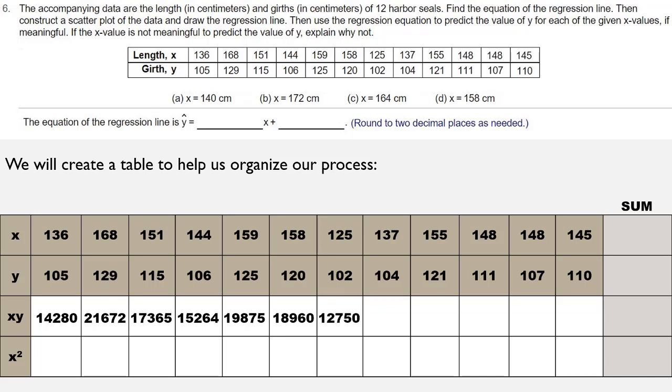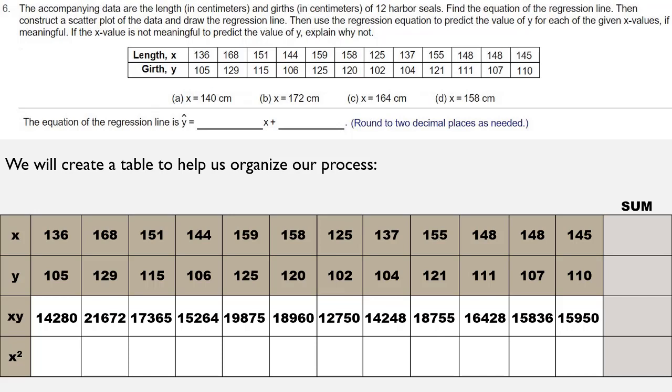125 times 102 is 12,750. 137 times 104 is 14,248. 155 times 121 is 18,755. 148 times 111 is 16,428. 148 times 107 is 15,836. And 145 times 110 is 15,950.